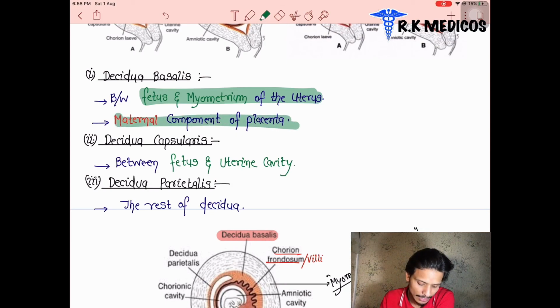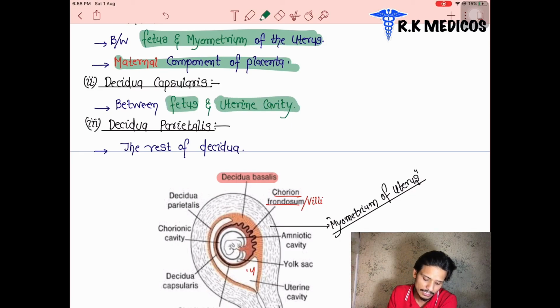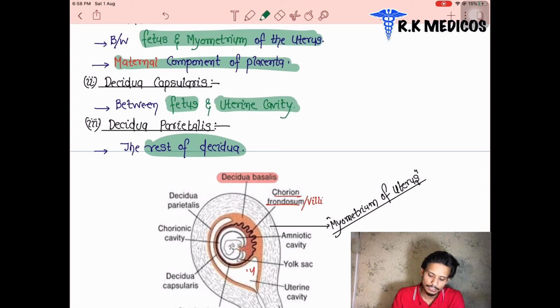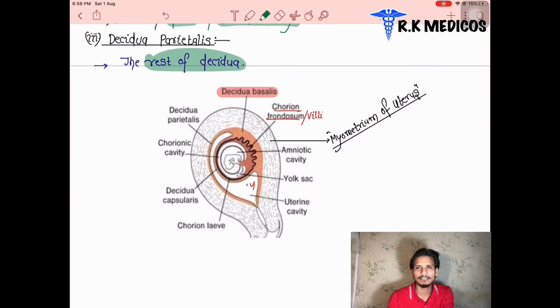Now decidua capsularis is present between the fetus and the uterine cavity. I already told you, between the cavity and the uterus. And the decidua parietalis is the rest of the decidua that is left after the capsularis and basalis. That is called decidua parietalis. So this is the sequence of forming everything in the third week of fetal development.